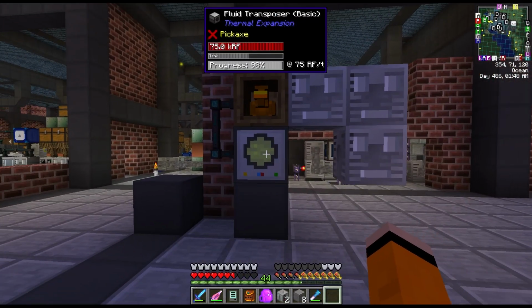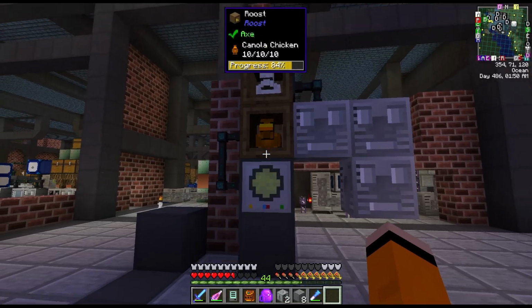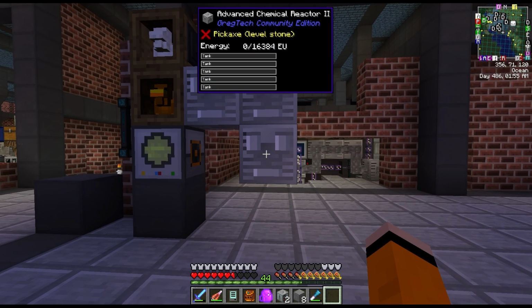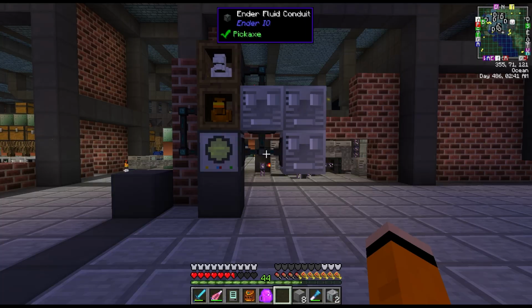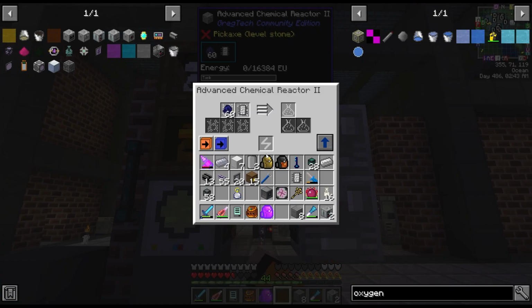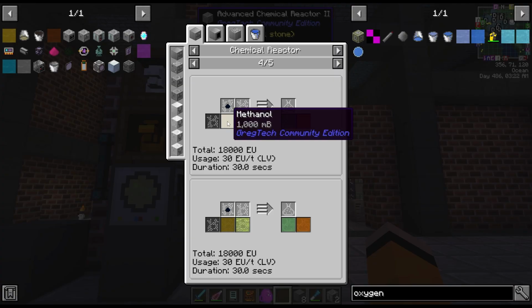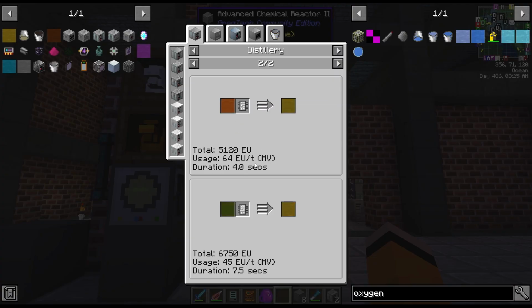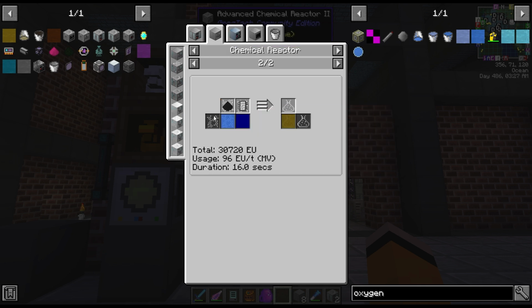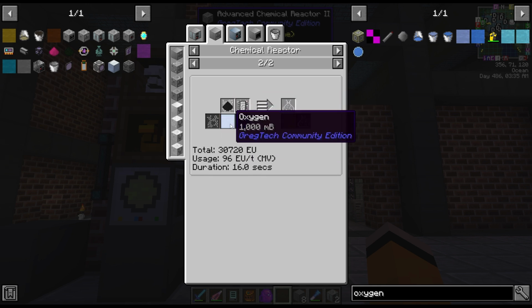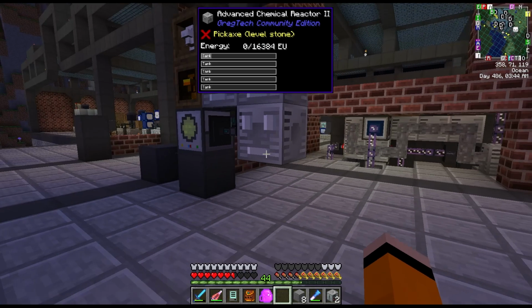So the first step is to make our seed oil. So we have a canola chicken on top of a fluid transposer. This gives us seed oil, which we're going to input to this chemical reactor. And then above that, we're going to have a chemical reactor with gassy enriched eggs to make us oxygen. And we're trying to make methanol next, which we're going to make by combining hydrogen, oxygen and carbon. The oxygen we're making on site here, and the carbon and the hydrogen we're going to pull from our ME system. So let's now hook those up.